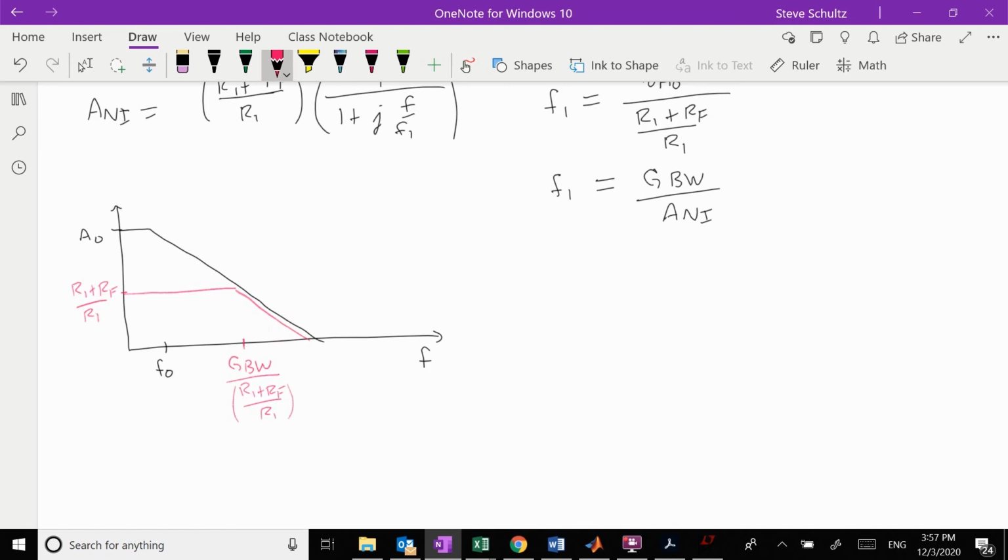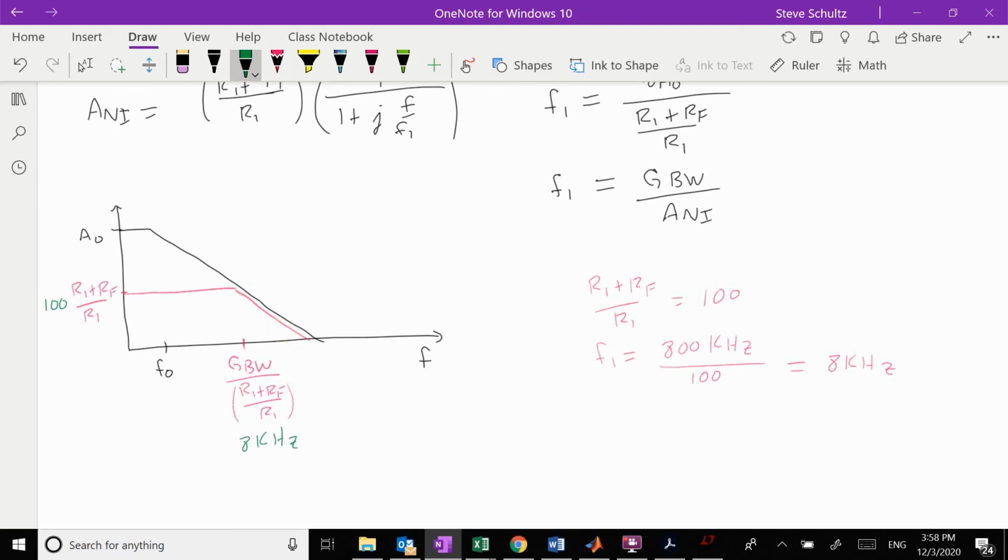So let's look at some numeric numbers here. So let's say that we set (R1 plus RF) over R1 to be equal to 100. So we really just want a gain of 100, not 800,000. So that means that my F1 is going to be equal to 800 kilohertz divided by my gain of the stage, which is 100. So this is going to go down to 8 kilohertz. So what we see is this would be 100 and this would be 8 kilohertz.